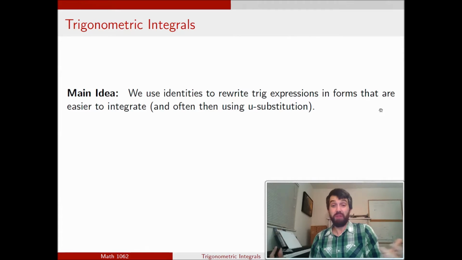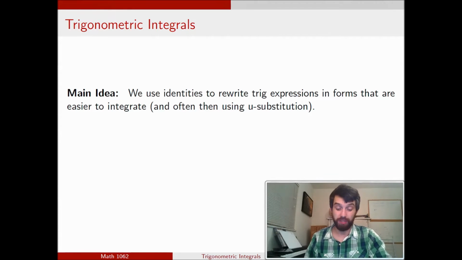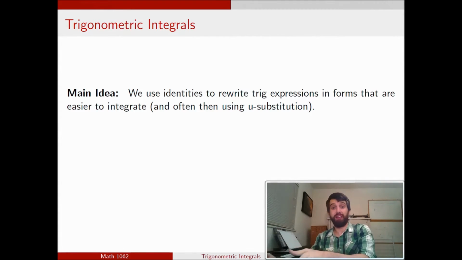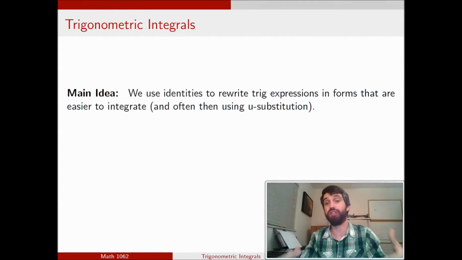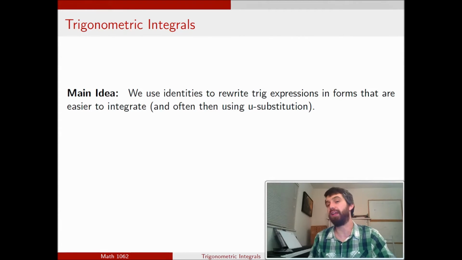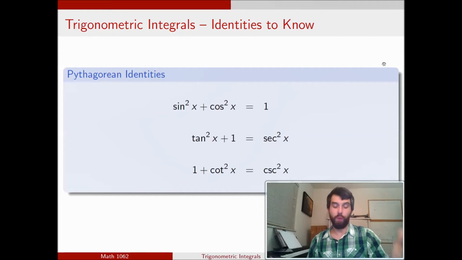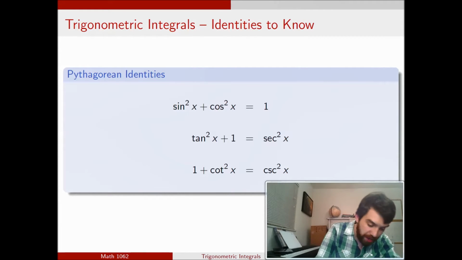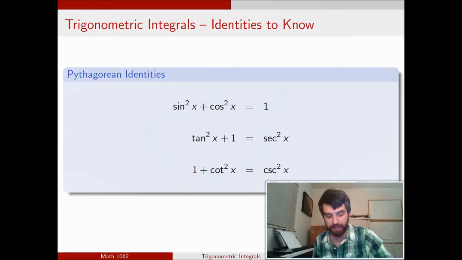So that's actually going to be our big goal, is to find these other trig expressions and have those trig expressions make our original function, or original integrand, easier and more amenable to finding a u substitution. Okay, so here's a couple of the ones that we might want to have. These are the 3 different Pythagorean identities.